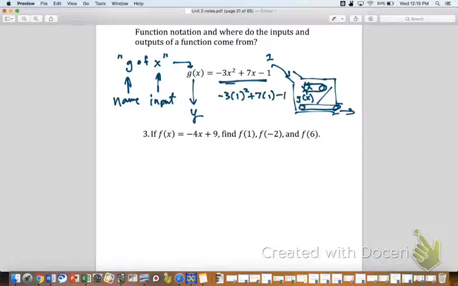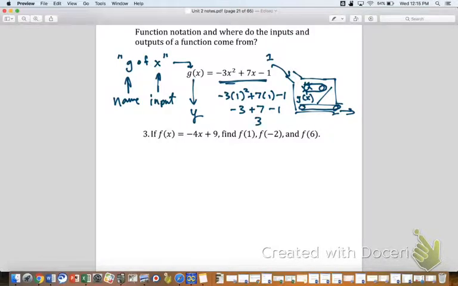What that machine is going to do is square that number, multiply it by -3, and then add a 7, and do all this stuff to it, and we'll get this output. So what's 1 squared? Times -3 is -3. 7 times 1 is 7. So -3 plus 7 is 4, minus 1 is 3.